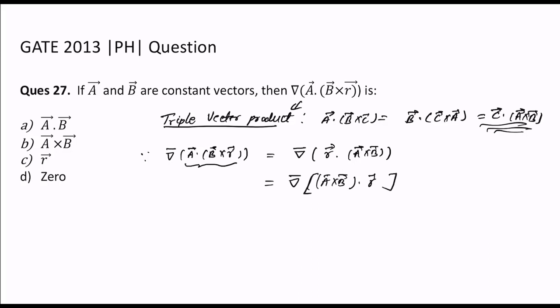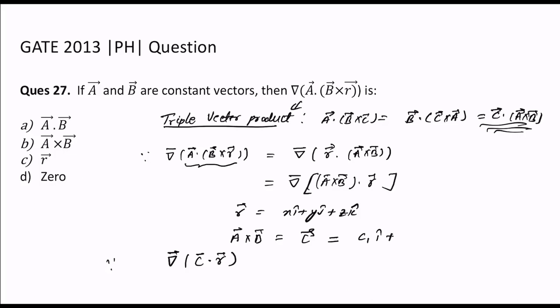Okay, now R is a position vector in Cartesian coordinates, so it has three components in x, y and z direction. And let us assume that A cross B, since it is a constant vector, is some vector C. Therefore we simplify it and write that we have to find the gradient of C dot R. Now C is a constant vector, so we can write it as C1 i cap plus C2 j cap plus C3 k cap.